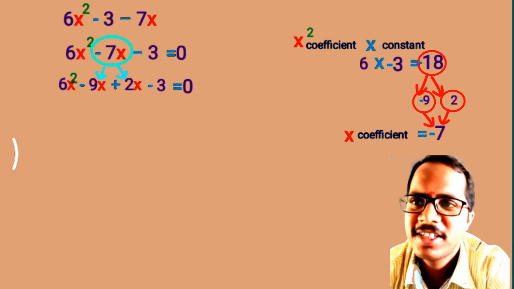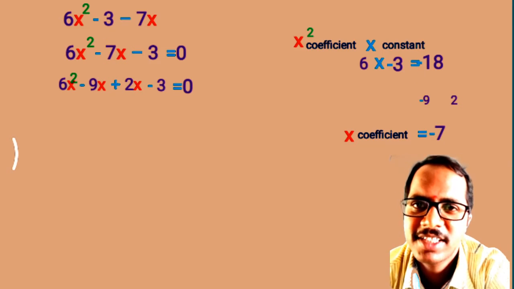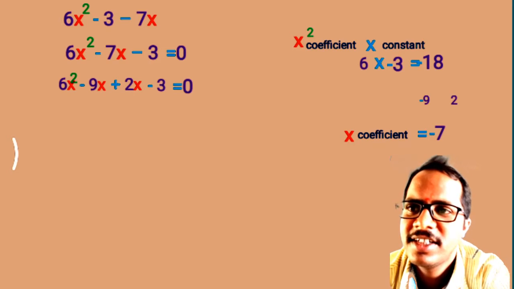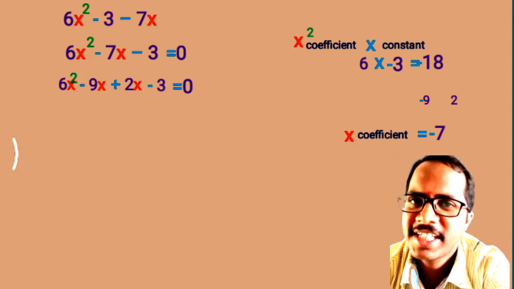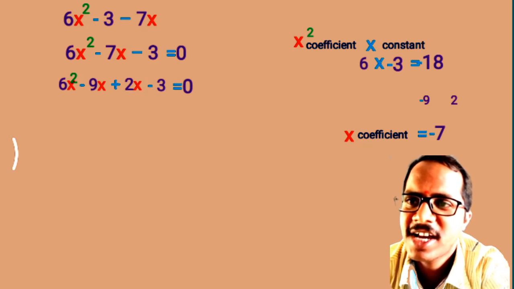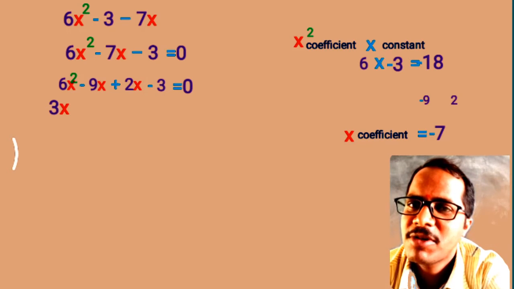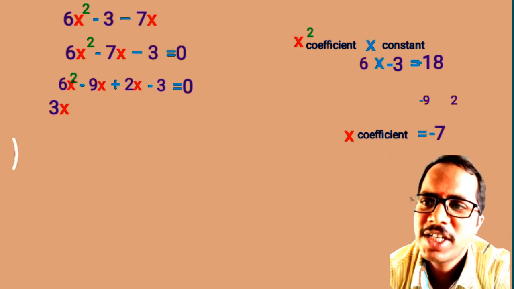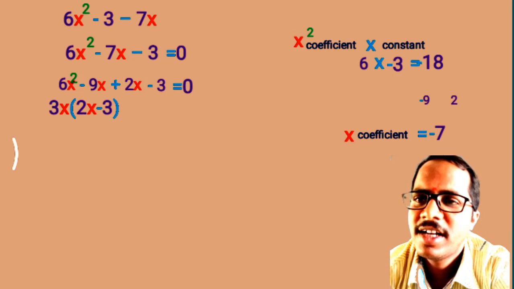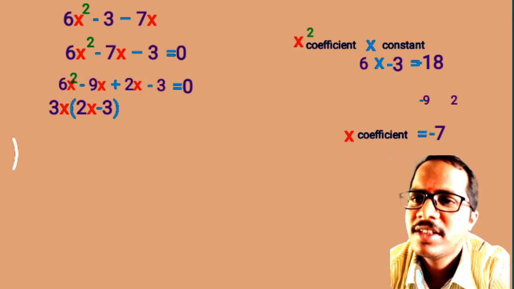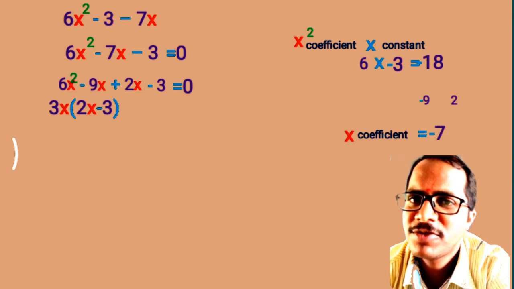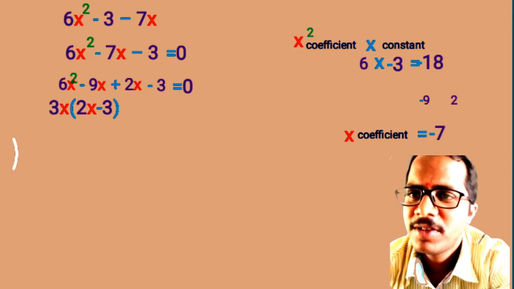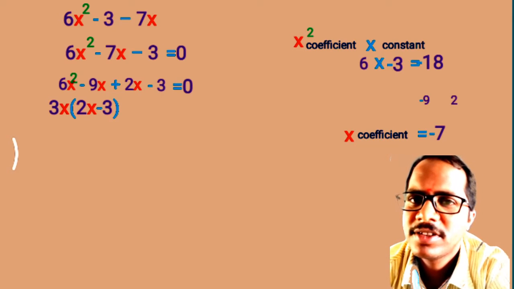Now in this equation, if we observe the first two terms, that are 6x square minus 9x, in these two terms we have 3x as common. So let us take 3x as common out. By taking 3x as common out, we get 2x minus 3 in bracket, and in the next two terms, that are plus 2x and minus 3, here nothing is common for these two terms, so we can take 1 as common out.